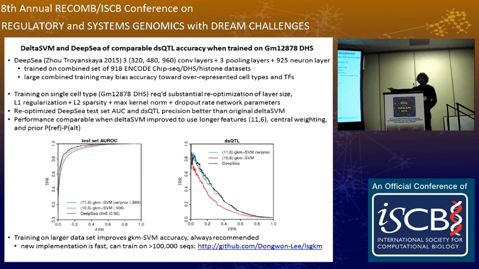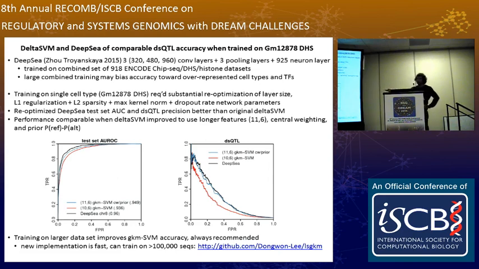So the last comparison I want to make is to DeepSEA, which is a deep neural network method that was recently published. In that model, they have 3 large convolution layers and 3 pooling layers. And we took that model, which was originally trained on the full set of ENCODE data, a full collection of 918 different data sets. And we were concerned that training on all the data would bias your accuracy toward overrepresented cell types and transcription factors in the ChIP-seq data set.